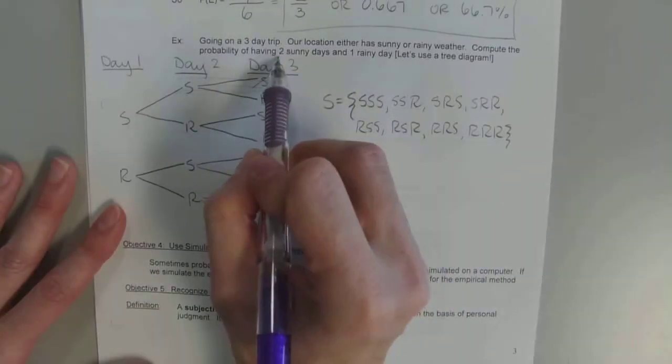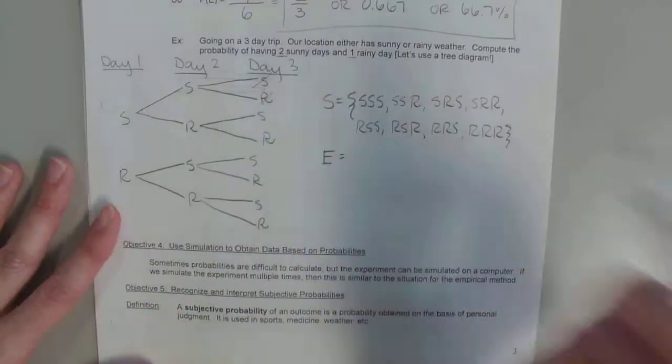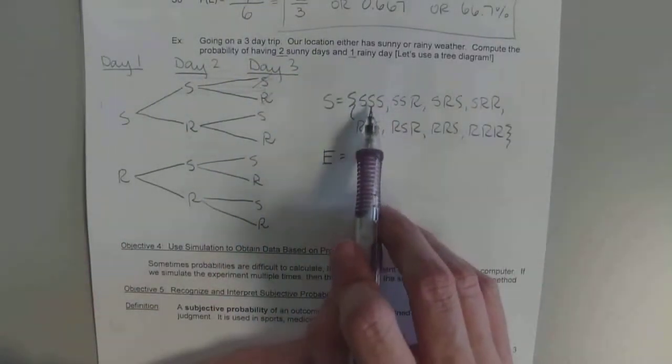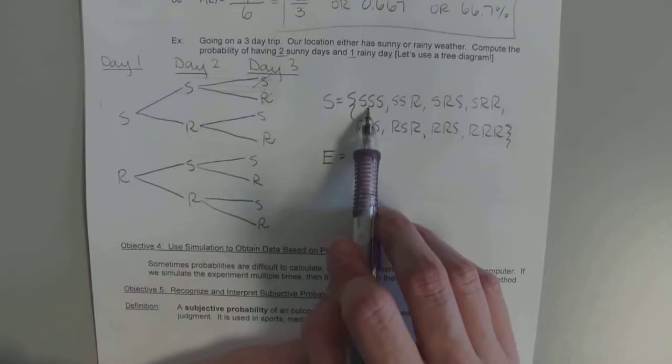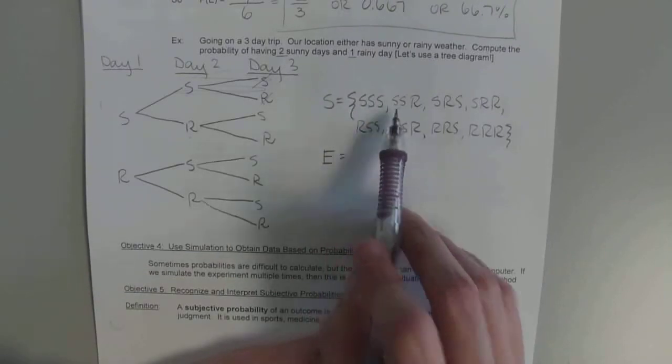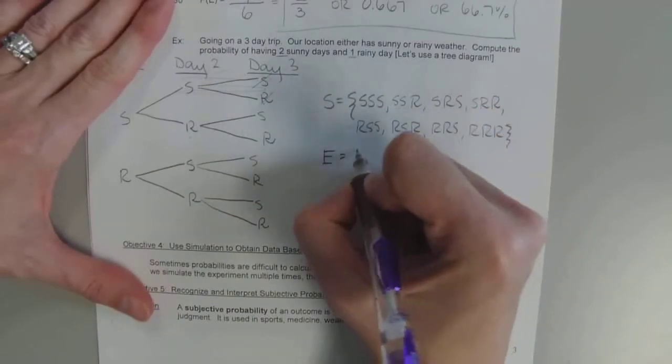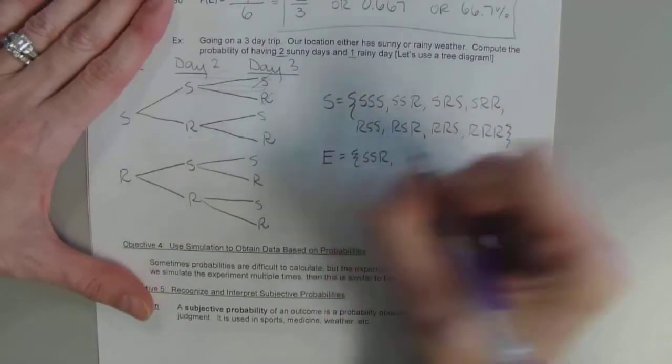What do we care about? 2 sunny days and 1 rainy day, okay? So does this count? Nope. Does that count? Yep. So we'll have sun, sun, rain. Does this count?